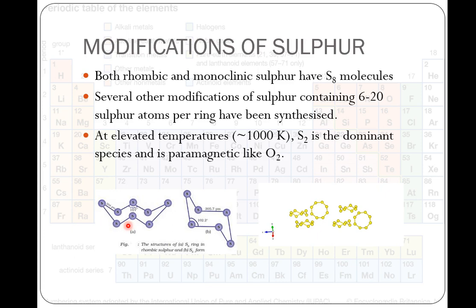Along with it, several other modifications of sulfur containing 6 to 20 sulfur atoms per ring have been synthesized. This is another form having 6 sulfur atoms. Here you can see many other forms of sulfur with various numbers of sulfur atoms. At elevated temperature, near about 1000 Kelvin, S2 is a dominant species which is paramagnetic like O2. Means, according to molecular orbital theory, it also contains unpaired electrons in anti-bonding pi molecular orbitals.